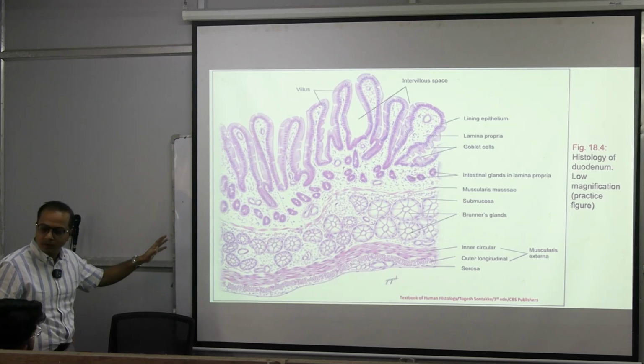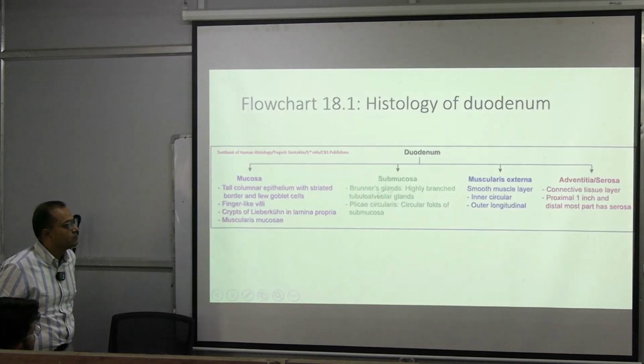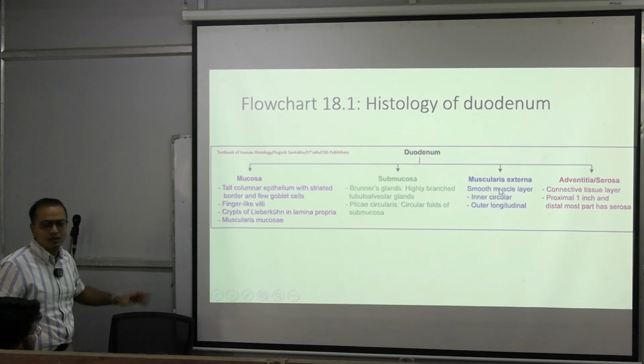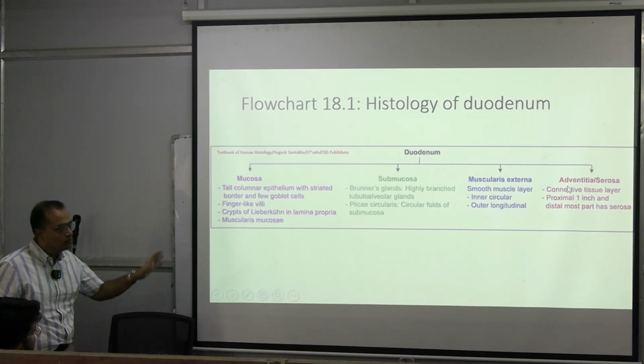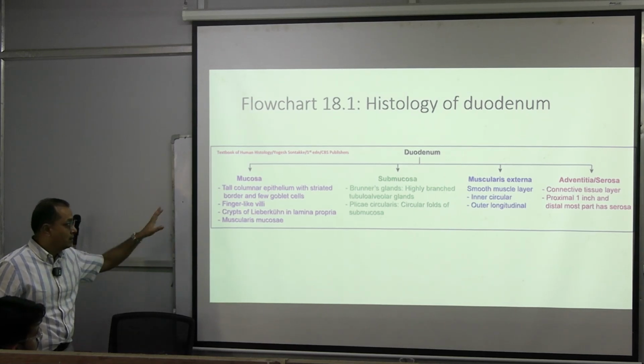But we are not digging deep. If you cannot remember it, fine. If you fail to remember Brunner's gland or anything present in the submucous layer of the duodenum, it is okay. Then we have the muscle layer in this region, which is inner circular and outer longitudinal, and the adventitia, which is outermost. So this is the plain and simple architecture of the duodenum.